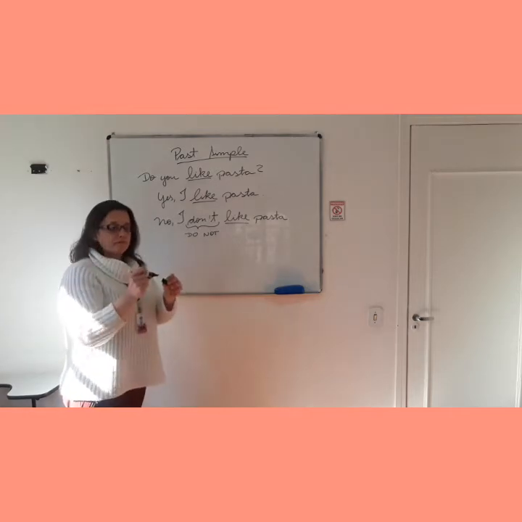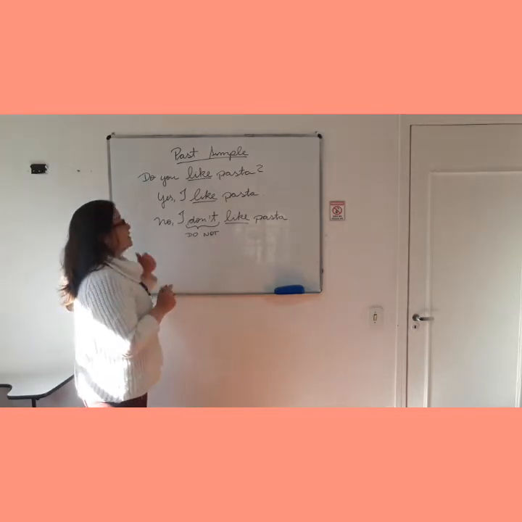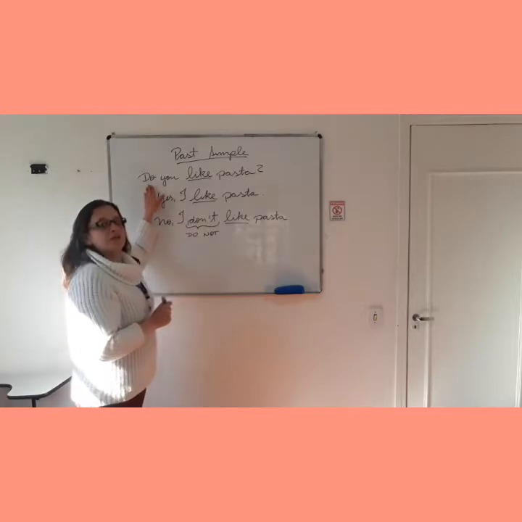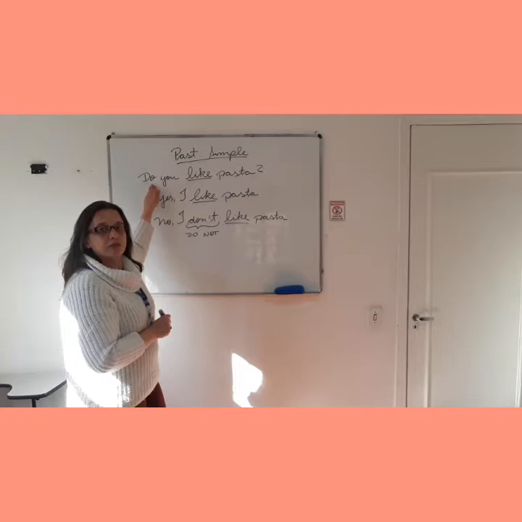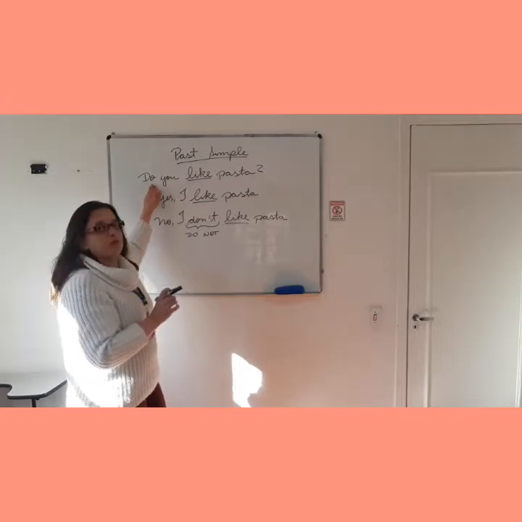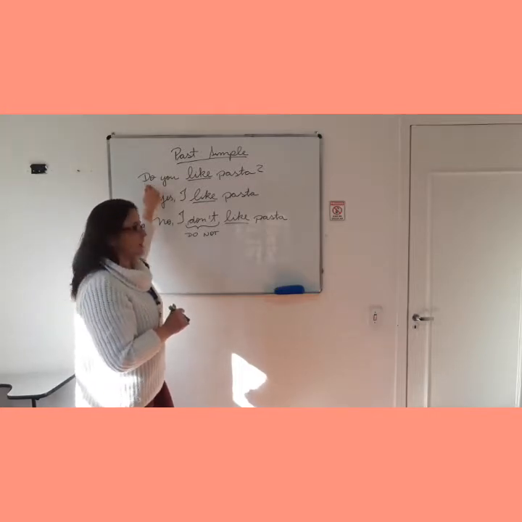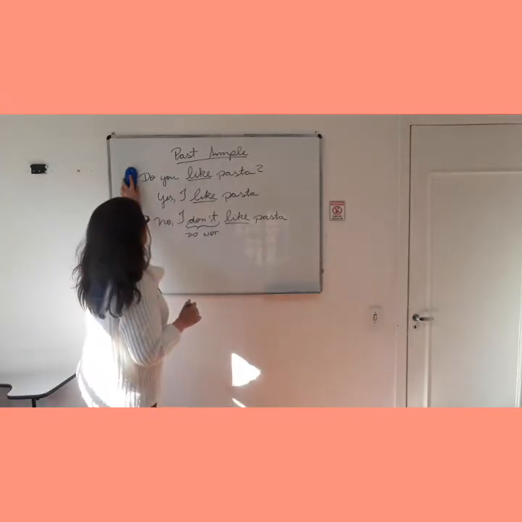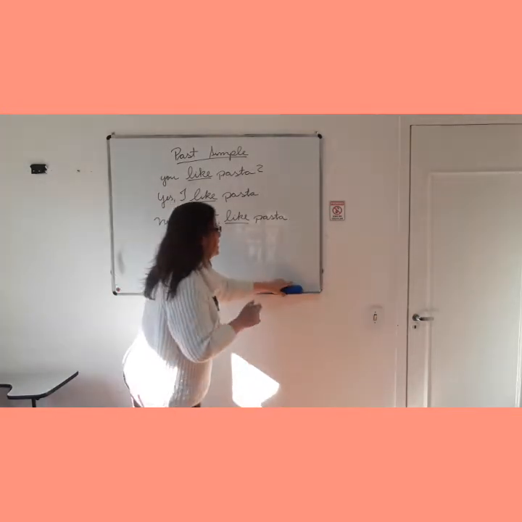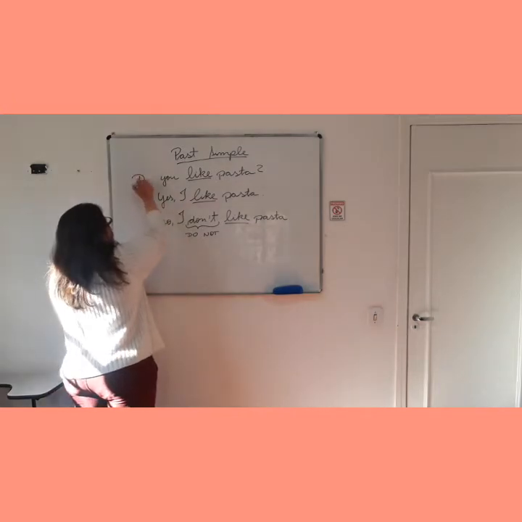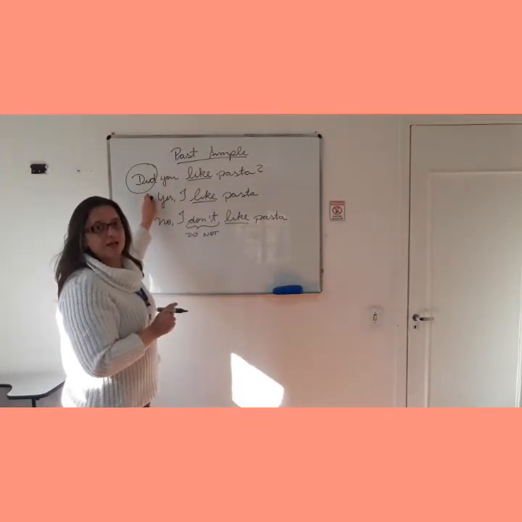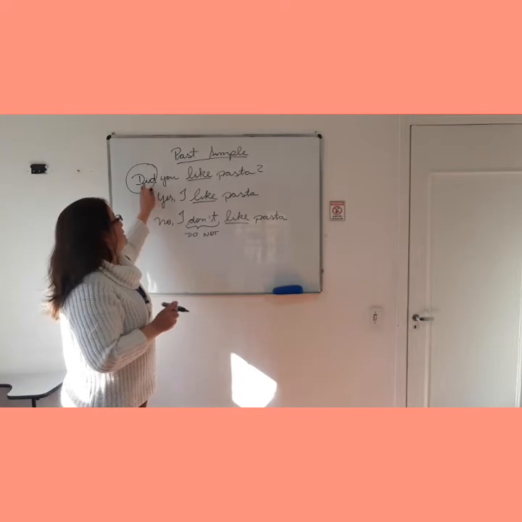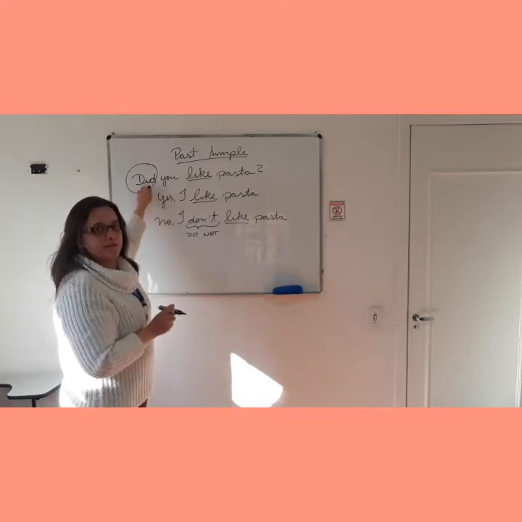Okay, so what do I have to do to transform, to change this question into the past? I only have to put the verb do in the past. Okay? So the past of do is did. Did. So did is the auxiliary that tells us that this is in the past.